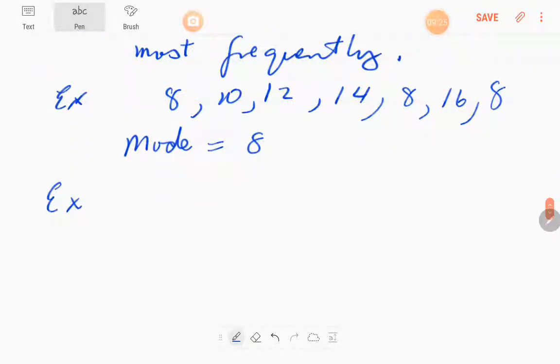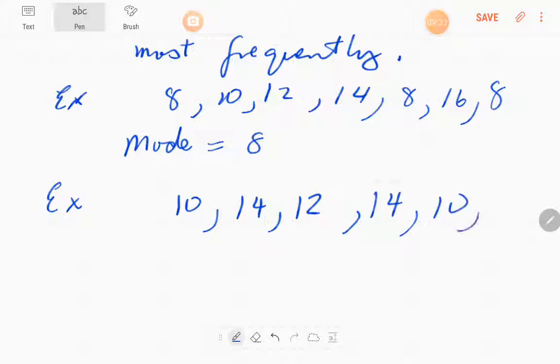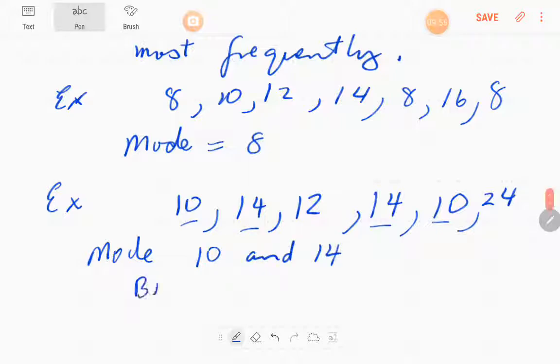Another example, if we had 10, 14, 12, 14, 10, 24, here notice that 10 is occurring twice, as well as 14. So the mode here would be both 10 and 14. And we'll say that this is bimodal.